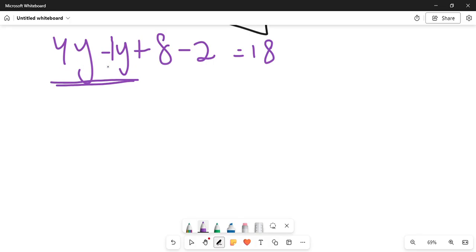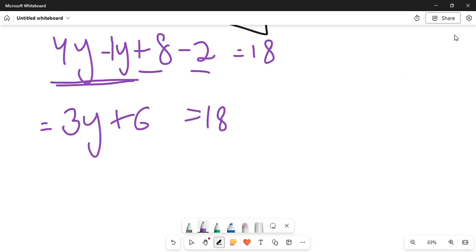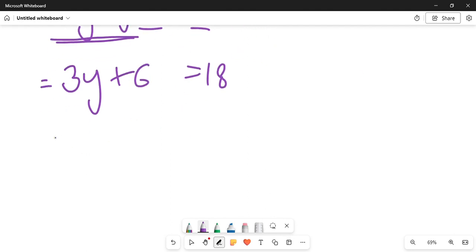So 4 minus 1 is 3, and y will be the same. Again, the same rule, plus 8 minus 2, because there are different signs, we will subtract them, I'll get 6, and the sign of the bigger number, which is plus, equals 18. Wait a second, we don't have an equal sign here, because we have an equal sign in the question. So, 3y plus 6 equals 18, and we don't need this plus 6 here, we'll move it to the other side, which will be minus 6.